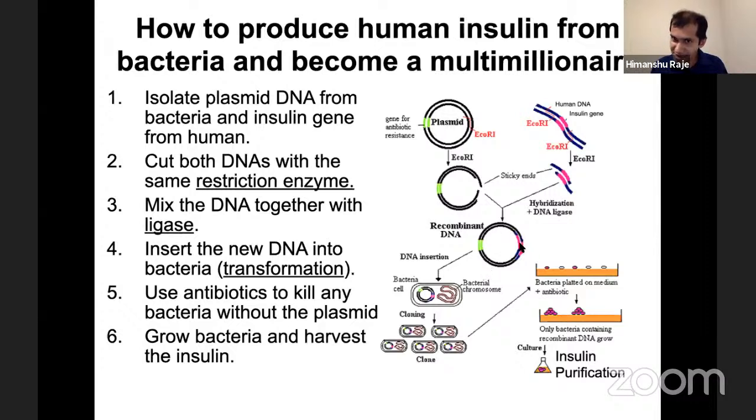Once we have that synthetic recombinant plasmid ready, we can just deliberately put it into bacterial cells and allow them to grow. They will grow within 24 hours and you will have lots of human insulin protein made in bacterial cells. Then all you have to do is apply your chemistry techniques, purify that insulin, sell it, and become a millionaire. So, genetic engineering, okay?